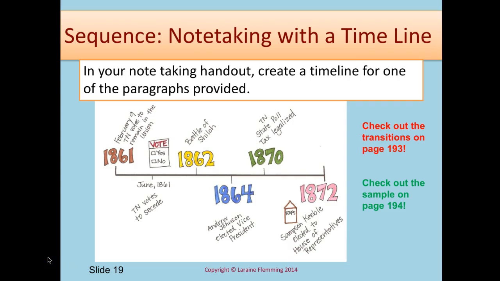Other timeline note-taking strategies look like this, where we see the earliest date on the left and it progresses through time by moving to the right.